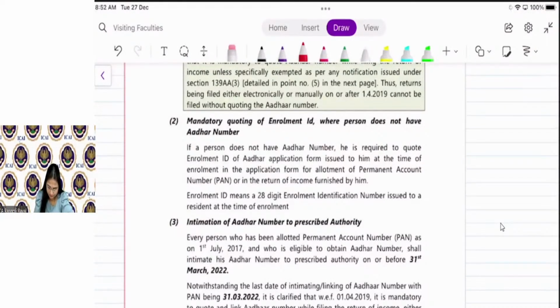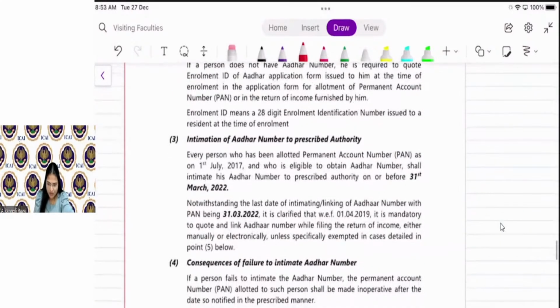Yes, Manoj. If you are non-resident, then it is not mandatory.